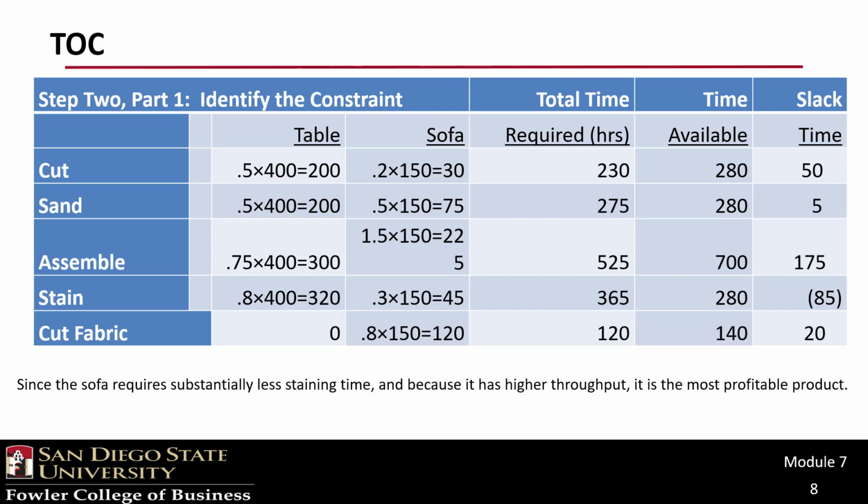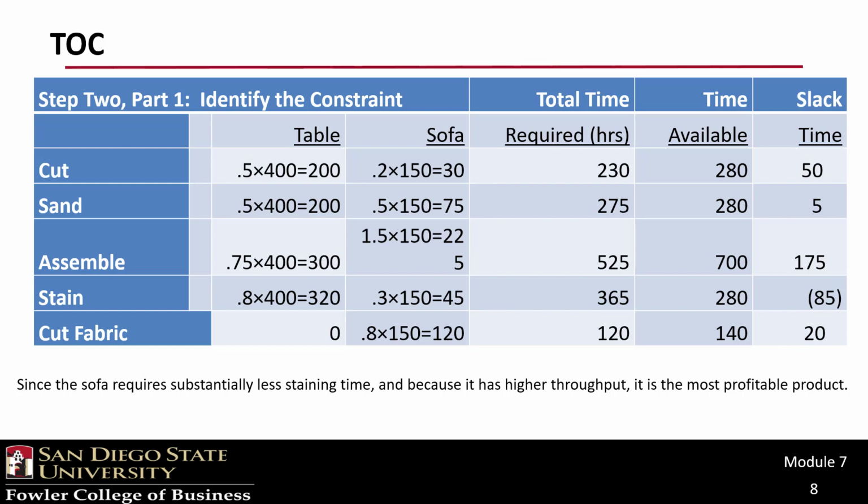When it comes to sanding, half an hour for the table times 400, that's 200 hours. Half an hour for the sofa times 150 units, that's 75 hours. So I have a required time of 275 hours. Again, I had 280 hours available that I calculated on the last slide. So I have slack time of 5 hours, which isn't very much.